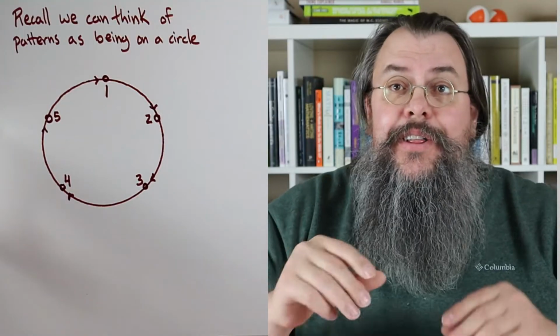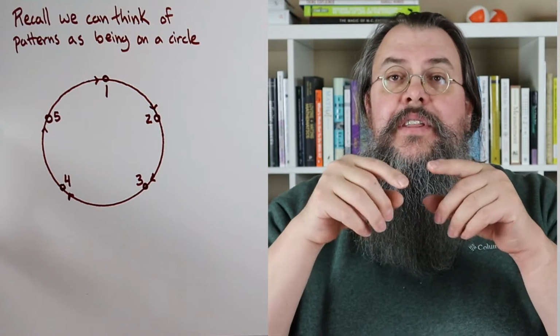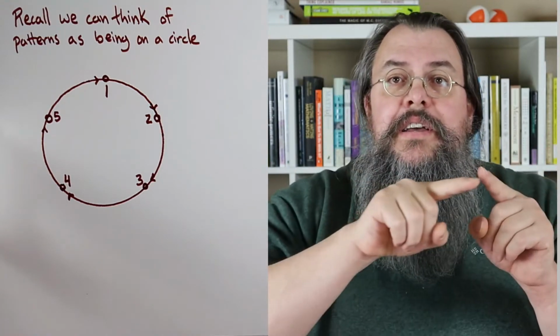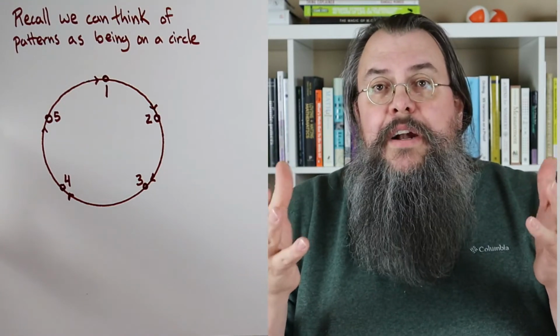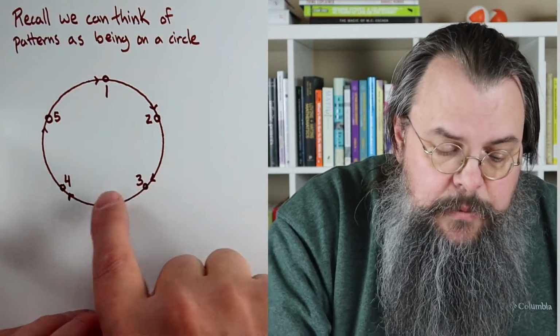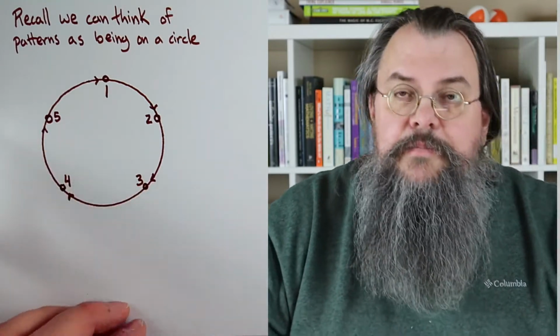So recall that we can think of our patterns as being on a circle. That's sort of the advantage of that modular arithmetic. We said we're going from the line into a circle. So let's suppose we're thinking about a pattern with period 5. So we have 5 beats, and we've marked here our beats: 1, 2, 3, 4, 5.